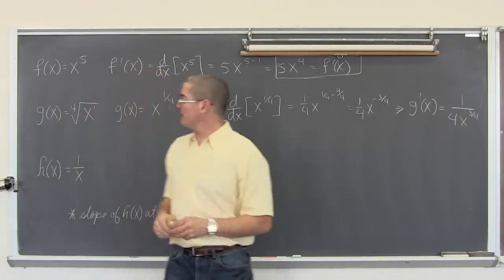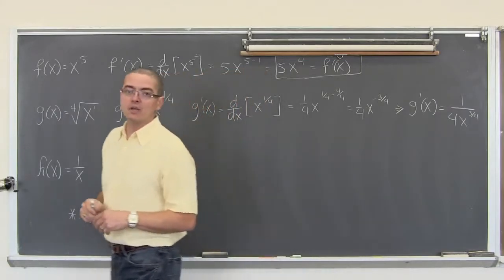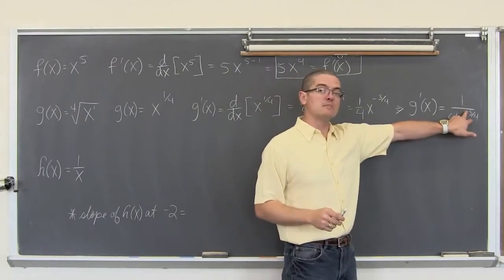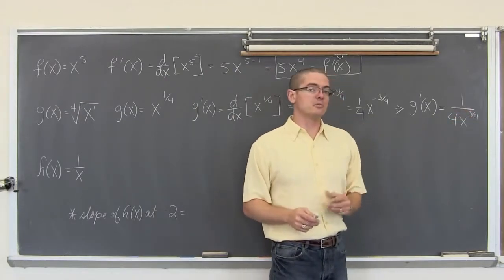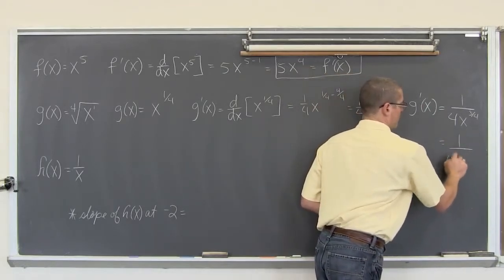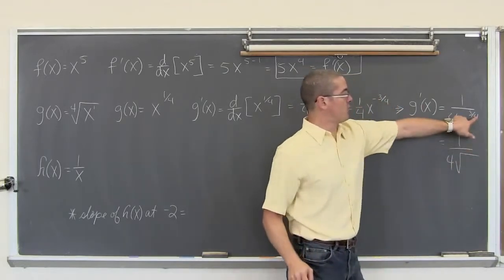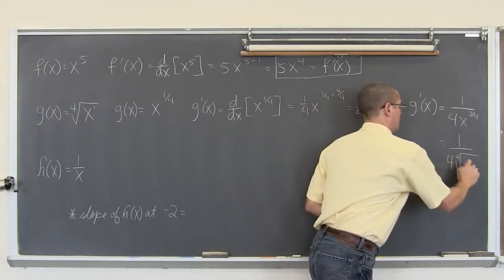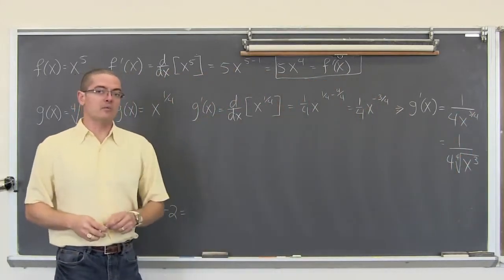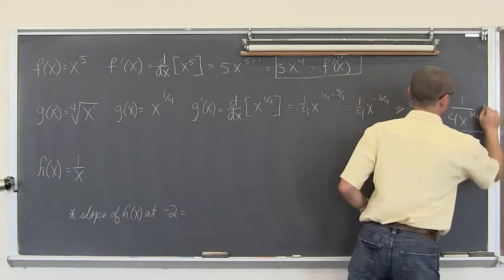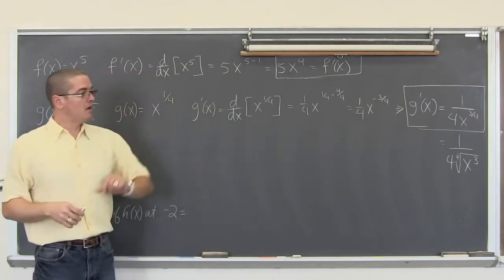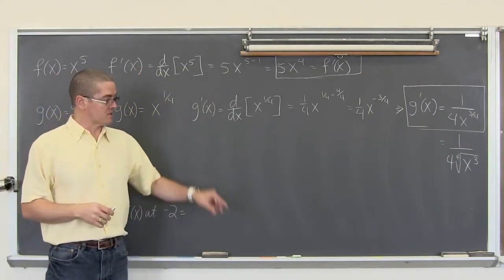However, if you're feeling like you started with a radical and you'd like to end with a radical, let's not forget that when you have a rational exponent, the top number is the power and the bottom number is the root. So you could rewrite this as 1/4 times the 4th root of x to the 3rd power. I'm going to erase that and leave it in my original format here, but that is how you go from a rational exponent into notation with radical symbols.